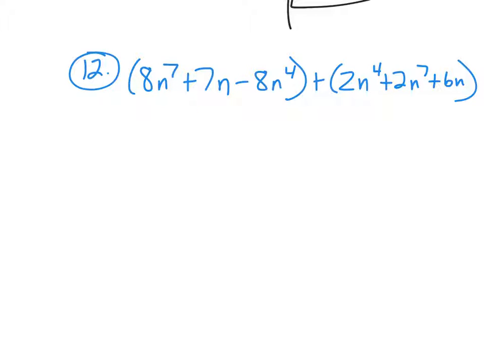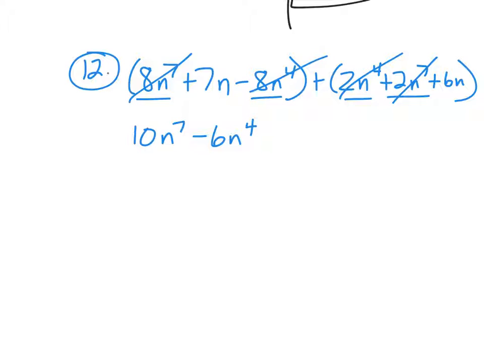So it's an add problem. It is not a multiply problem. So the most common mistake that's made on the test is students start multiplying whenever they should be adding. If it's an add problem, we're just combining like terms. That's all. So 8n to the 7th and 2n to the 7th is 10n to the 7th. Done with the n to the 7th. Negative 8n to the 4th plus 2n to the 4th is negative 6n to the 4th. Done with the n to the 4ths. 7n plus 6n is 13n.